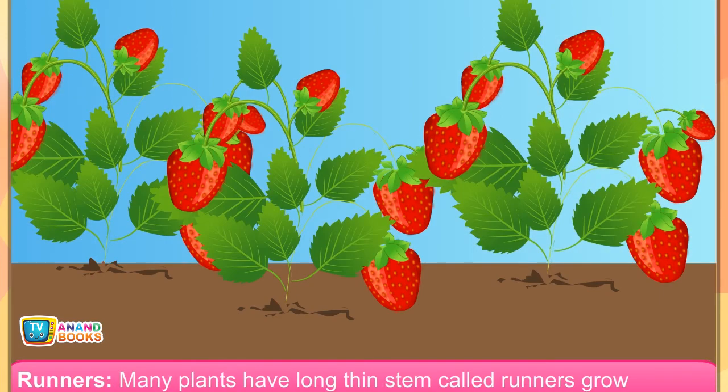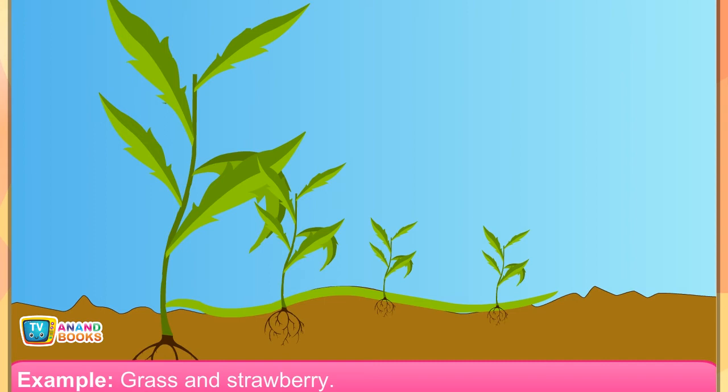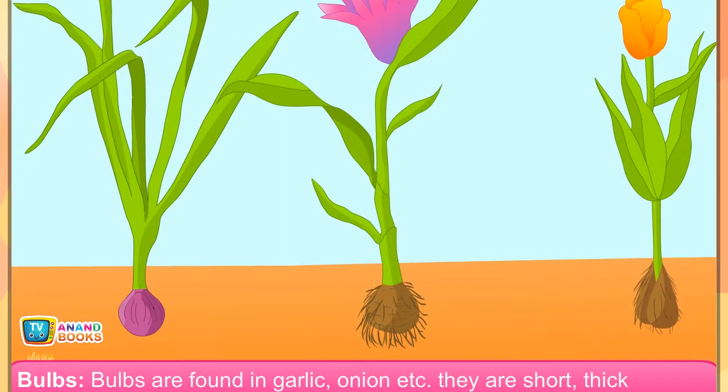Runners. Many plants have long thin stems called runners that grow horizontally. It takes roots and sprouts new leaves whenever it touches the soil. It gives rise to new plants. Example: grass and strawberry. Bulbs. Bulbs are found in garlic, onion, etc. They are short, thick underground stems which store food.